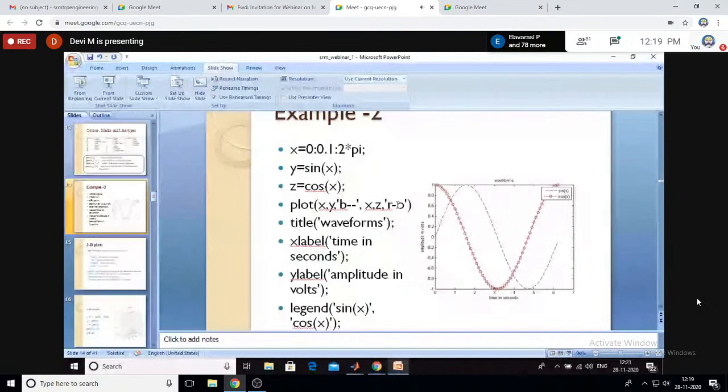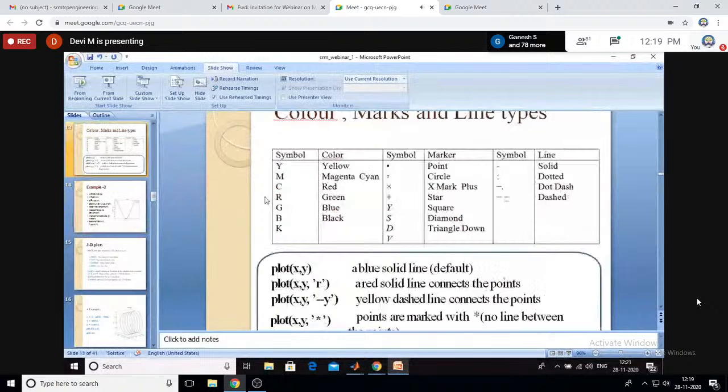Okay. So what are the things you can use? I have given over here. These are the symbols which indicate the color: Y for yellow, M for magenta, C for cyan, R for red, G for green, B for blue, and K for black. These are the symbols which you can use to represent a waveform.